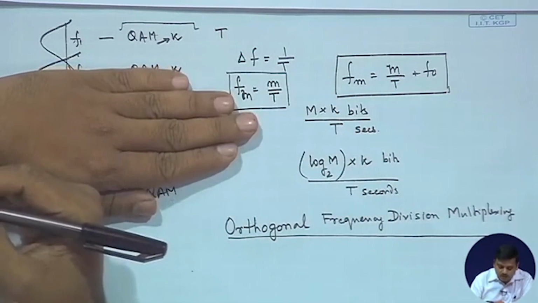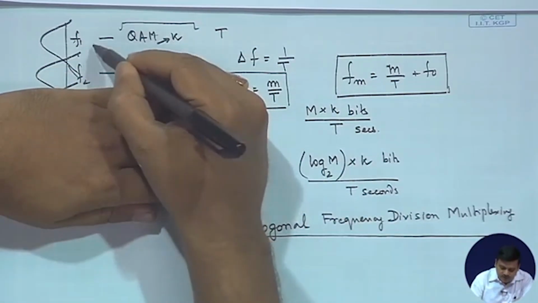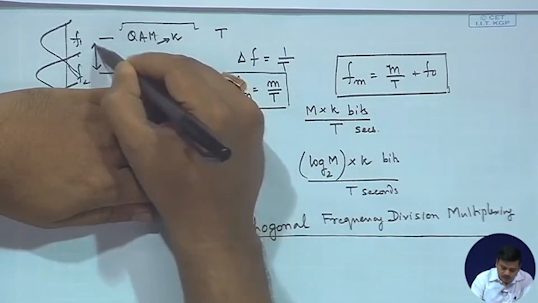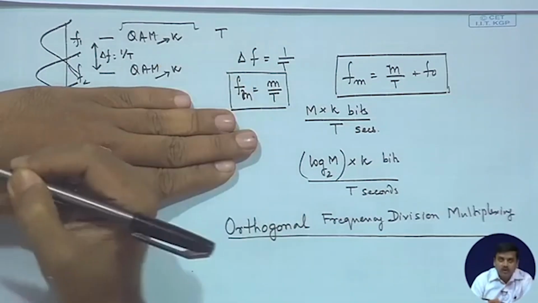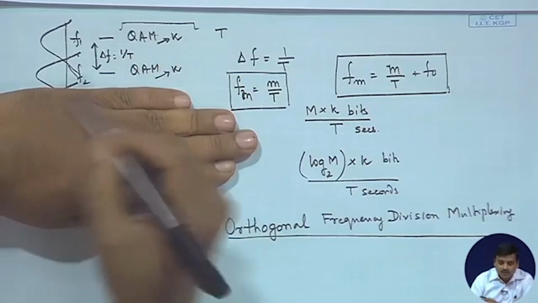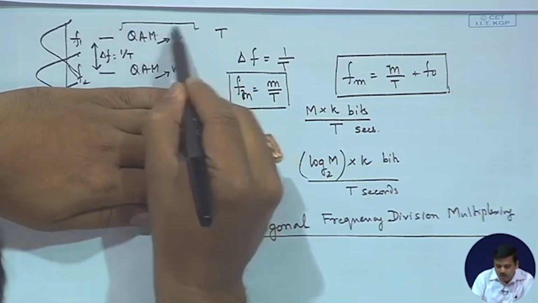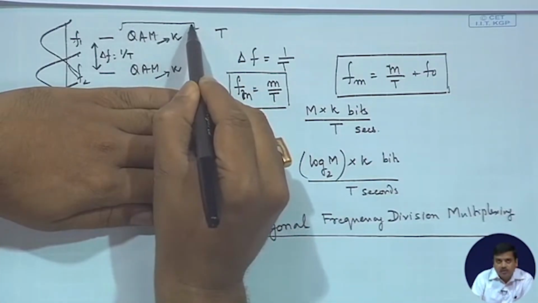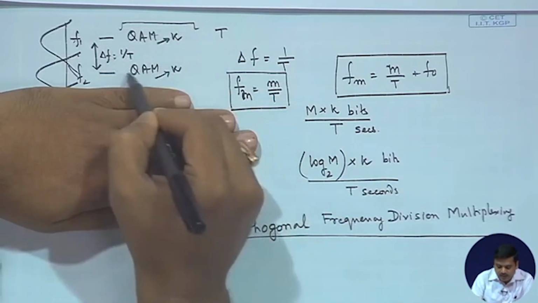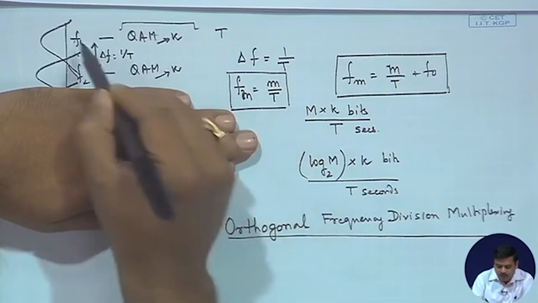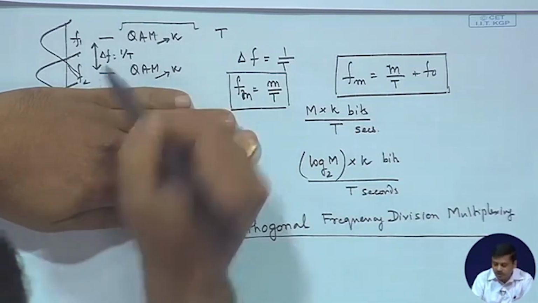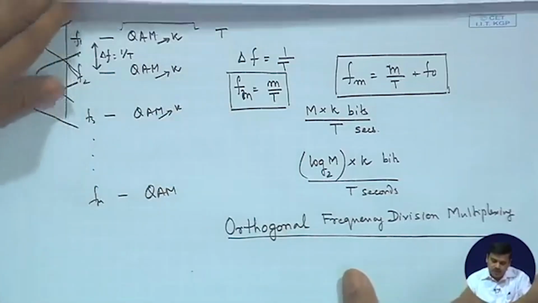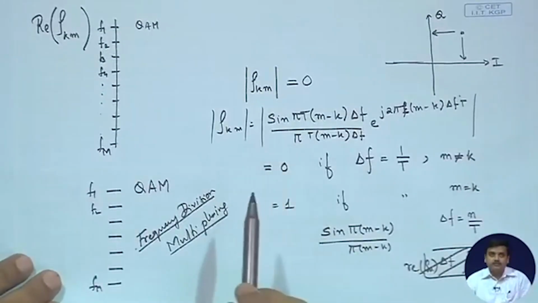So, all you need to do is choose this second frequency such that this separation is equal to 1 upon T, because at the receiver you will be observing this whole T interval in order to decode the signal, right. So, if you maintain this separation in this whole interval, this frequency component and this frequency component would be orthogonal by virtue of the proof that we have described over here.